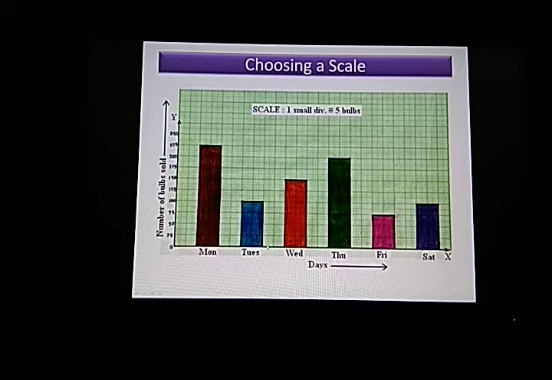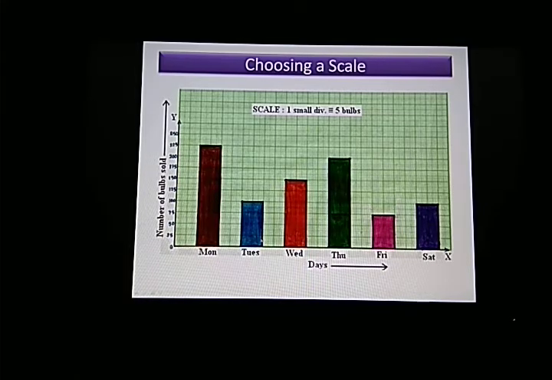So my scale will be 10 small boxes equals to 1 unit. Clear? In some graph papers, it is 5 small boxes. So you can write 5 small boxes equals to 1 unit. So this 5 small box is what is called the scale. Somewhere it is 10 small boxes.